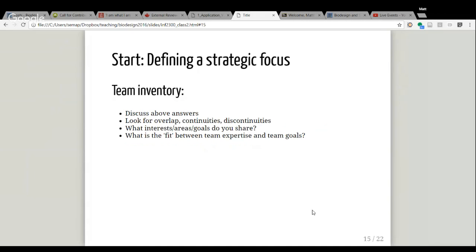So with those personal inventories behind you, with these notes or other materials that you've generated, then meet as a team. You can do it online, you can do it in person. Discuss the answers that you had individually to these personal questions, and look for overlap, look for continuity or discontinuities between team members. What interests, ideas, or goals do you share? What is the fit between team expertise and team goals?